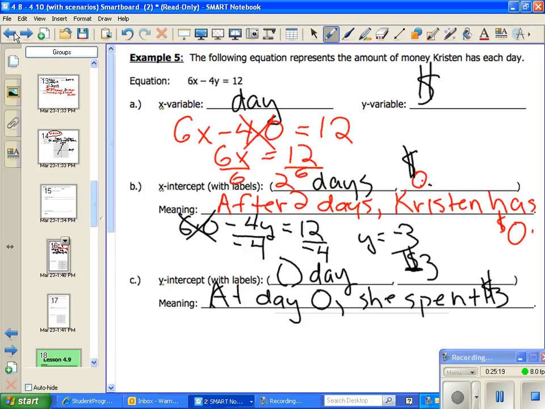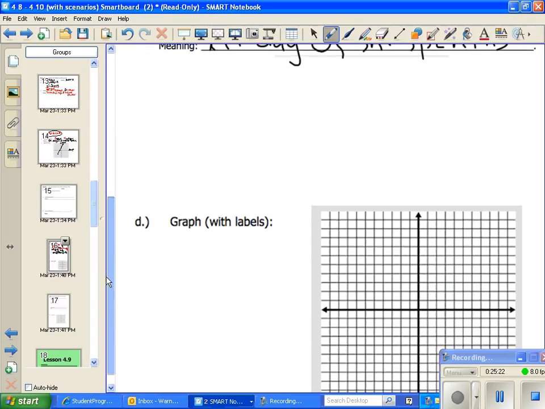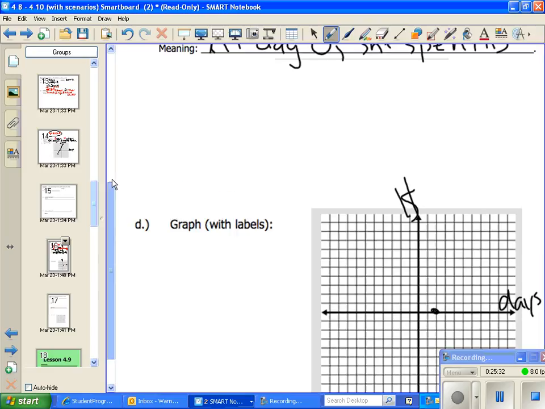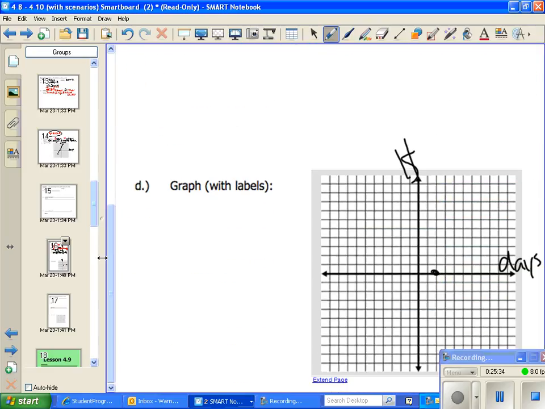You go over where? Okay, good. Go right 2 and up 0. That's days and dollars. And what's the other point, Jenna? Okay, good. Left and right 0, down 3. How else could I have graphed this if I didn't want to use the x and y intercepts? Go ahead, Tara. Okay, what would you have to do to the equation? Good. The other way would be take your equation, solve for y, and then graph it. It'll give you the same line.